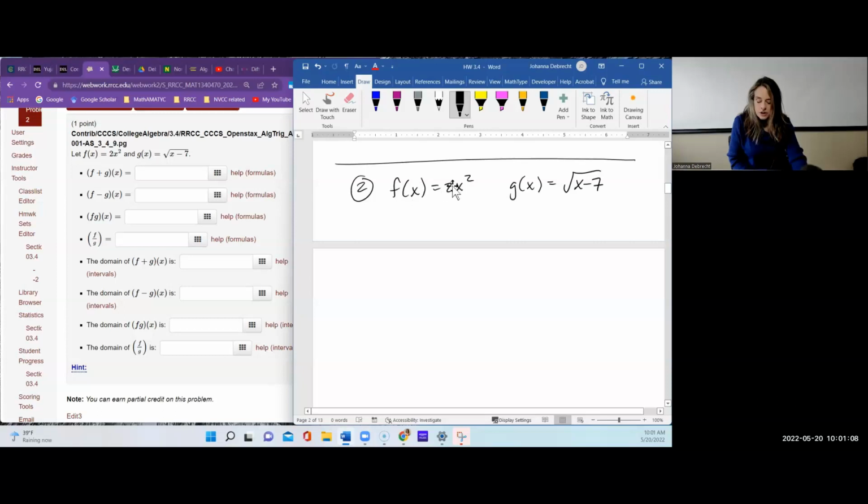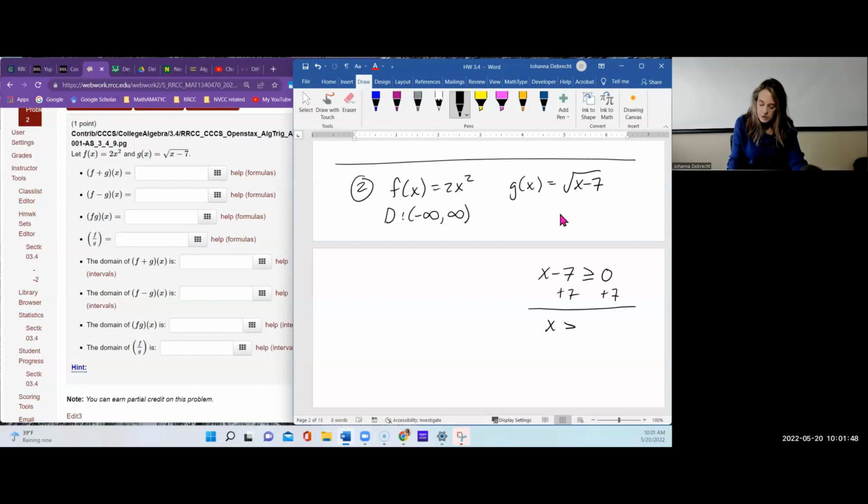What's the domain that we're starting with f? There are no square roots and there is no denominator. So the default domain for f is all reals, negative infinity to infinity. What's the domain for g? In this case, g will only accept things, because of the square root, that are not negative under the radical. Remember, we take out what's under the radical and we say that must be greater than or equal to 0, which basically means not negative. Then we can add the 7 to both sides, which tells us that x is greater than or equal to 7.